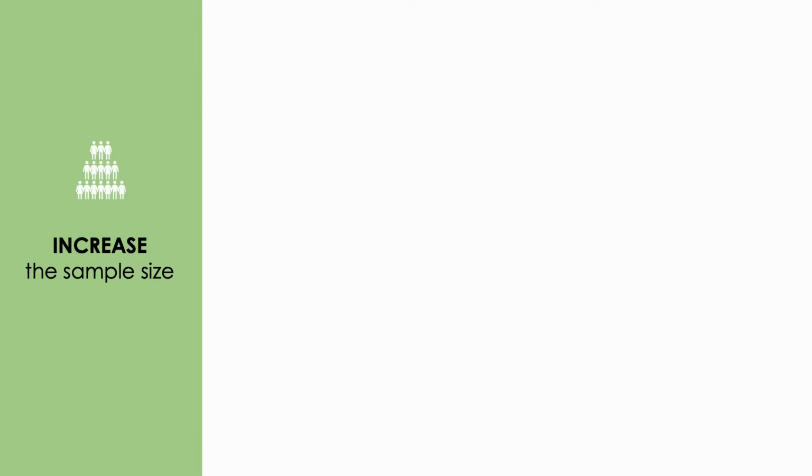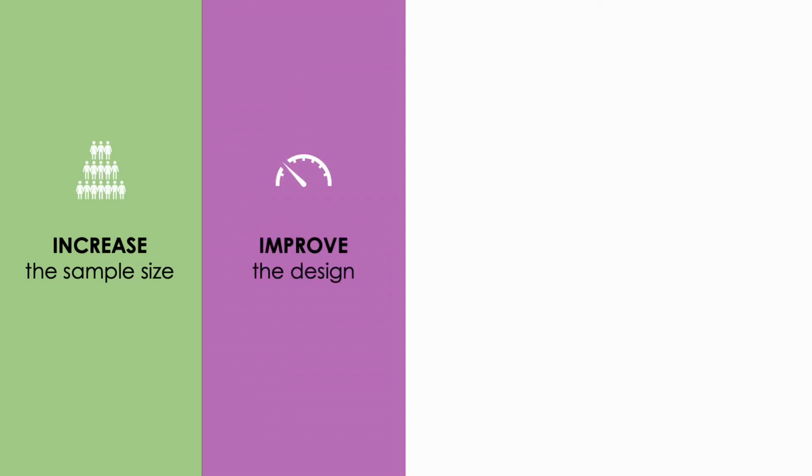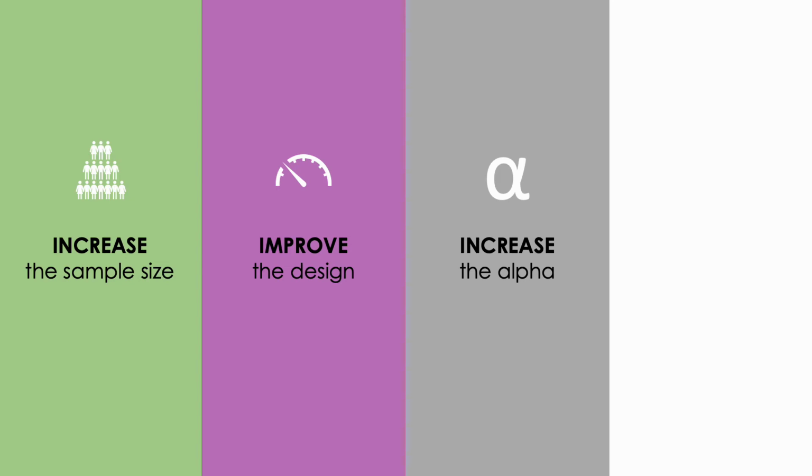Increase the sample size, or improve the design by increasing the reliability of the measures or using more homogeneous groups to reduce the relative effect size or variability, and therefore the spread of the data. Or increase the alpha, which by contrast reduces the beta.